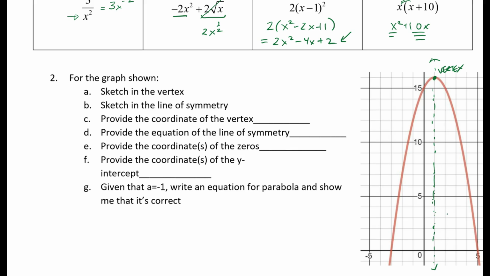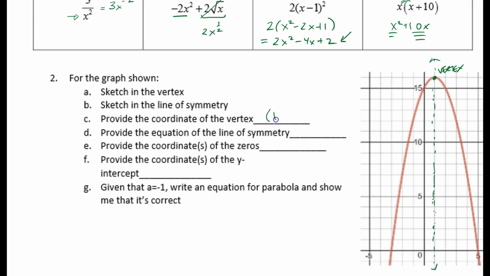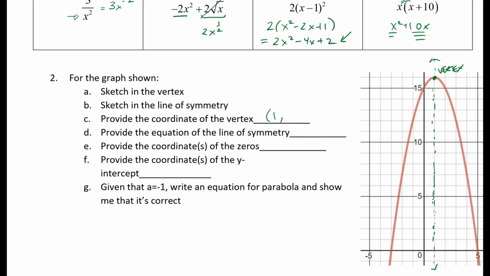Coordinate of the vertex here. Well, we can see that the x-coordinate is 1 unit over. Y-coordinates up here at 15, 16. Equation of the line of symmetry. Well, vertical lines always have the equation x equals something, right? Y can be anything, but x is always fixed here, so it looks like this is at 1. So the equation of the line of symmetry is x equals 1.